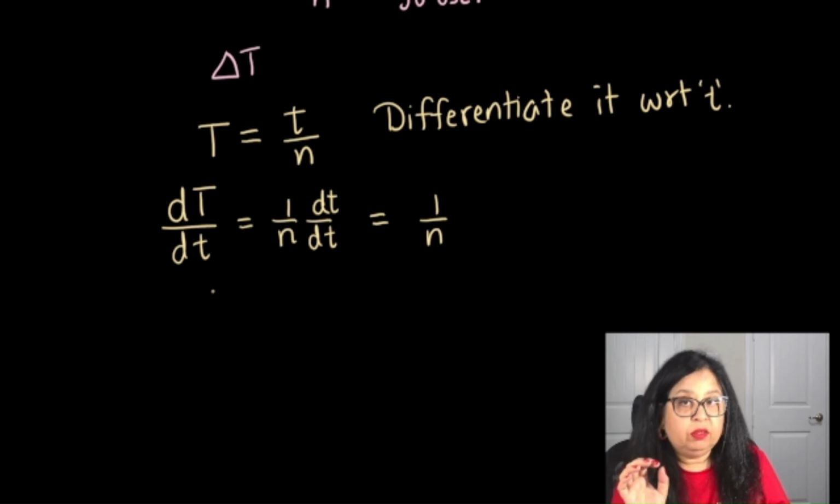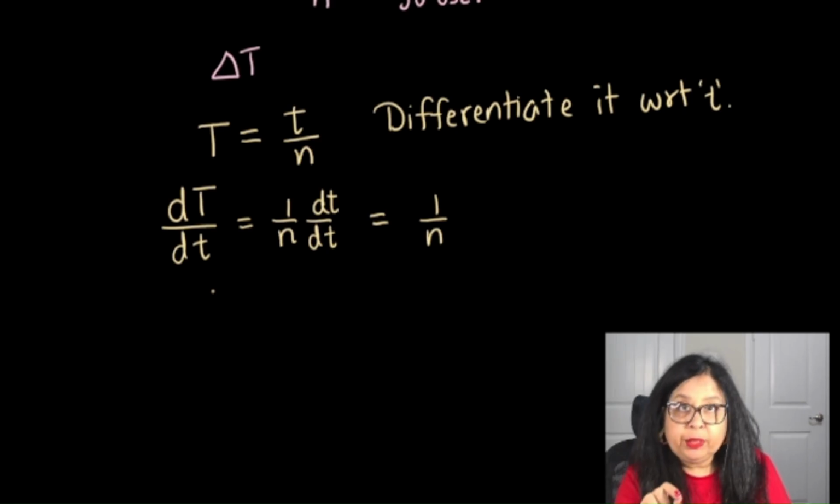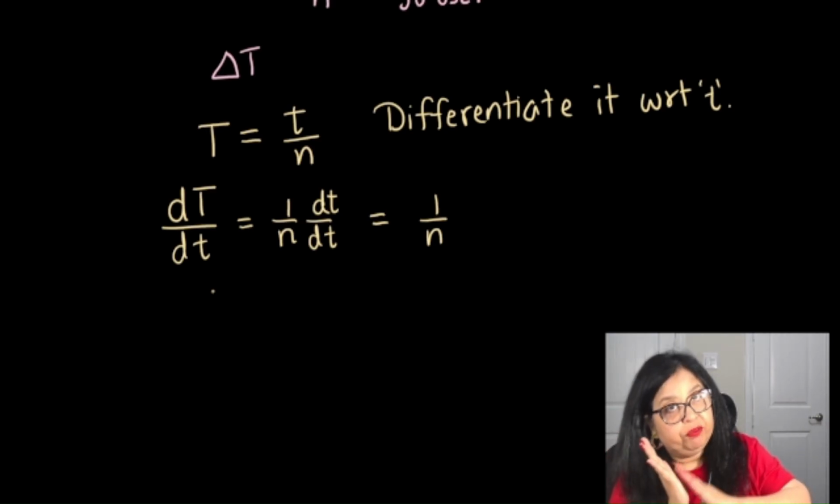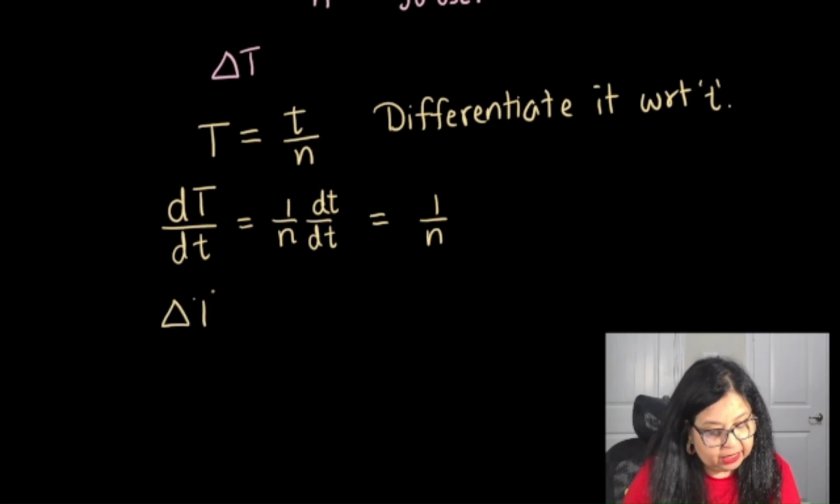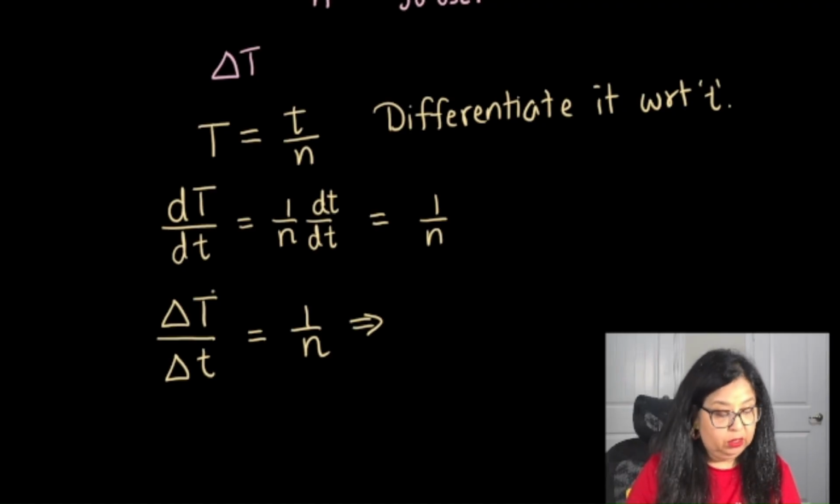Now here what I'm going to do is go from the differential operator to the delta. You might remember that the differential is a limit of delta as delta approaches 0. So here I'm going to go in the reverse order, from the differential to the delta, as I have done a few times before, you must have seen it if you have watched the previous lectures. So that becomes delta uppercase T divided by delta lowercase t equals 1 over n. And from here, if you multiply both sides of this equation with delta lowercase t, you will get delta uppercase T equals delta lowercase t divided by n.